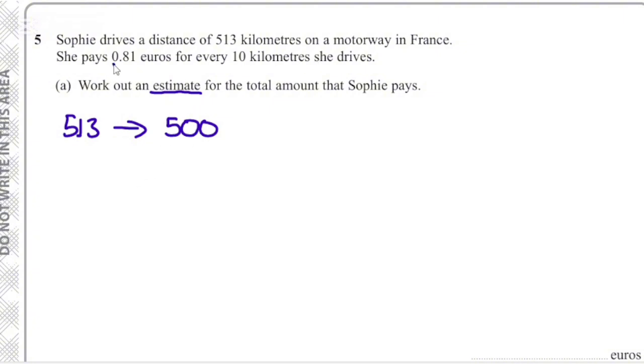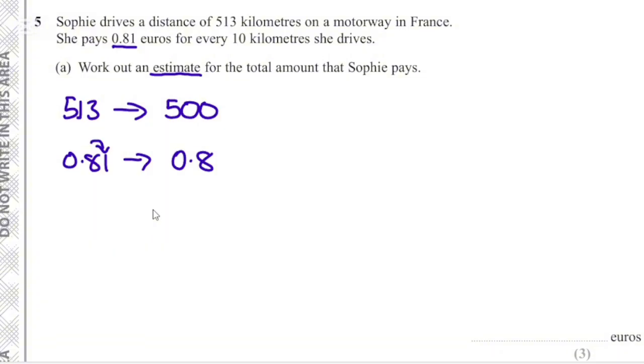Coming to the amount, we have 0.81, all right? So 0 is not significant, but 8 is the first significant figure. Checking, the number on the right is less than 5, so again it will be rounded down to 0.8 so that we have one significant figure.